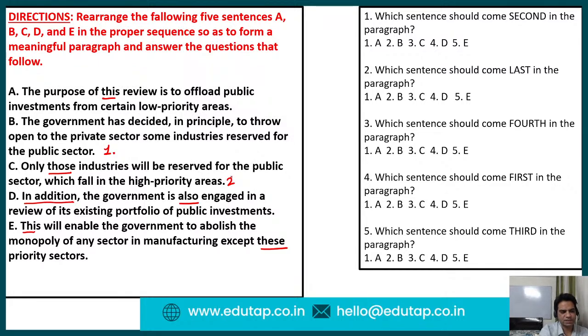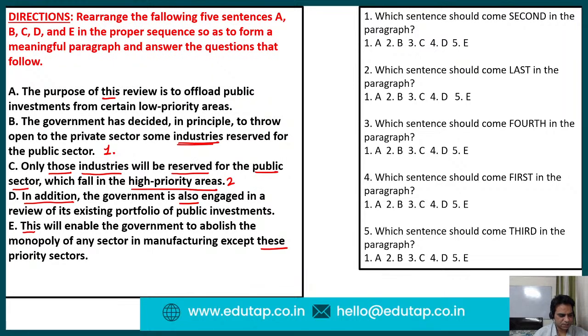And now I'll tell you the chain. Only those industries, so they were talking about industries here, only those industries will be reserved for the public sector which fall in high priority areas. So this is the chain here, guys. The government has decided in principle to throw open to the private sector some industries reserved for the public sector. Only those industries will be reserved for the public sector which fall in the high priority areas, right?